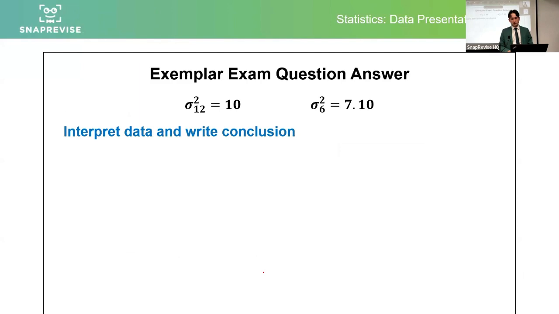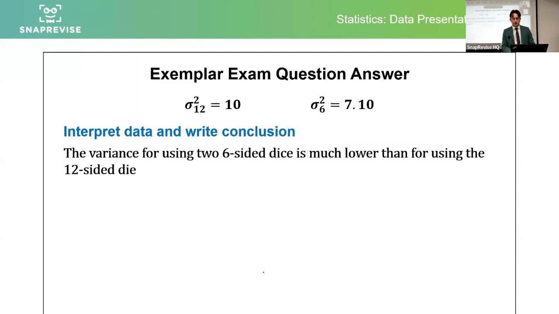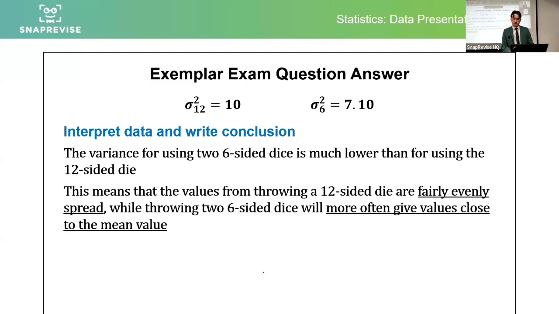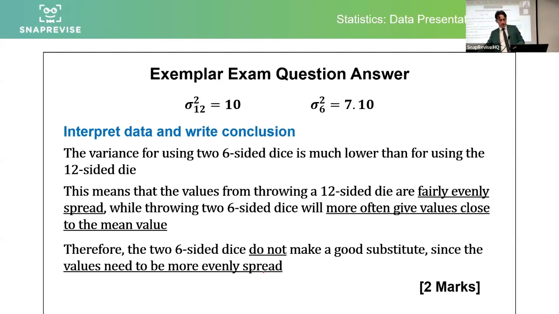Now we were told for a 12-sided die, the sigma squared is 10. And for two six-sided dice, sigma squared is 7.1. So how do we interpret this measure of spread? Well, the variance for two six-sided dice is much lower. So this means that the values from throwing a 12-sided die are fairly evenly spread, whereas the six-sided dice are much more grouped closer to the mean. So that's an important consideration. It would not make a good substitute because the results are spread out in a totally different way.